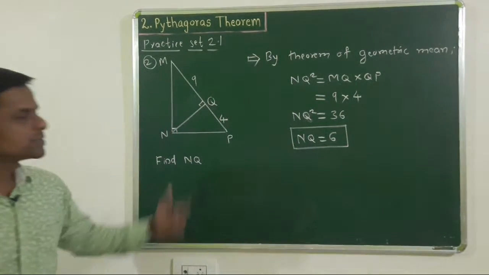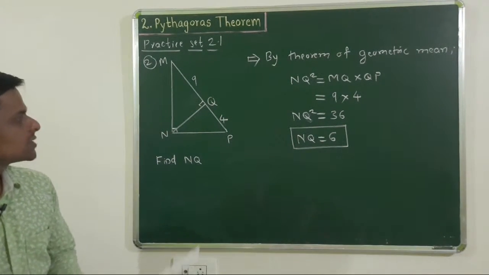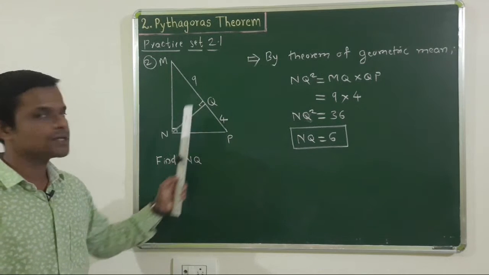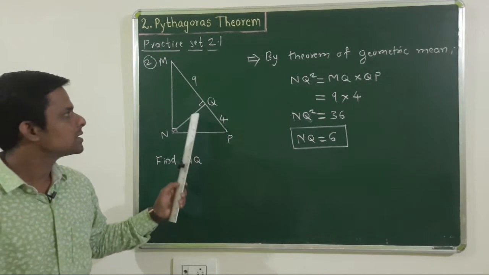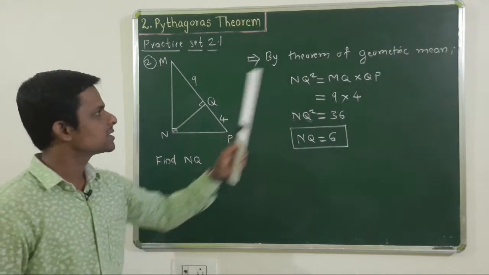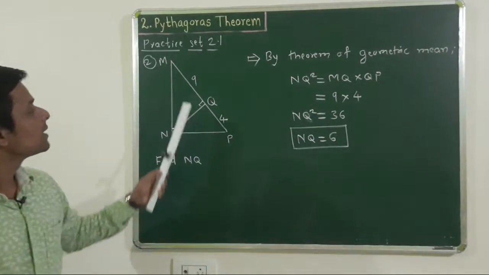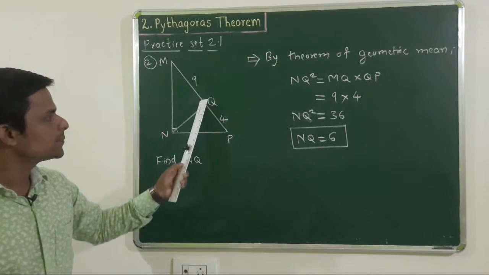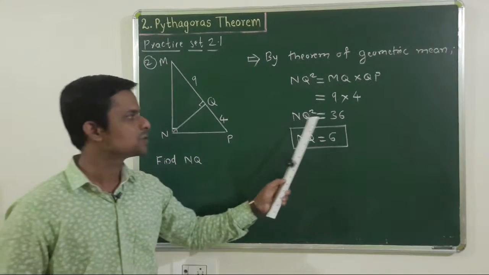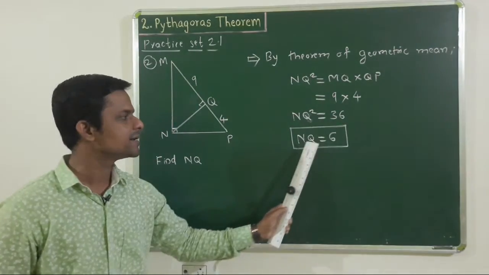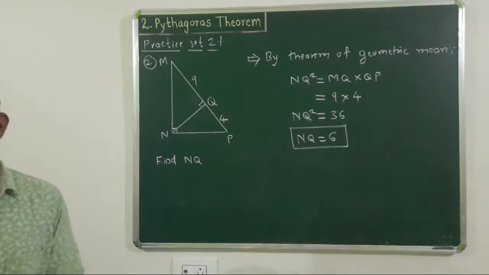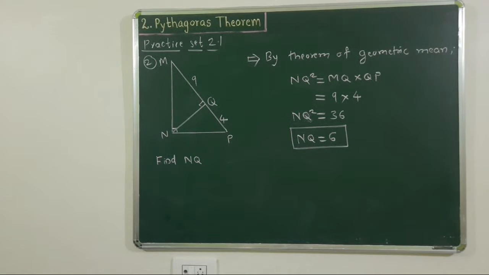So we get NQ as 6 units. See once again, there is one right angle triangle MNP and NQ is perpendicular to MP, and we want NQ. By using the previously proved theorem, that is the theorem of geometric mean, I can write NQ square is equal to MQ into QP. NQ square is equal to 9 into 4, that is 36. Therefore, by taking square roots, we will get NQ as 6. Take a screenshot if you want, and we'll move towards the next, that is example number 4.